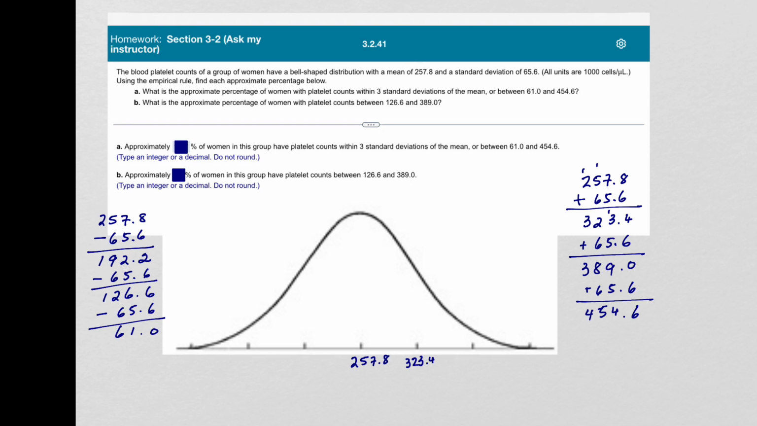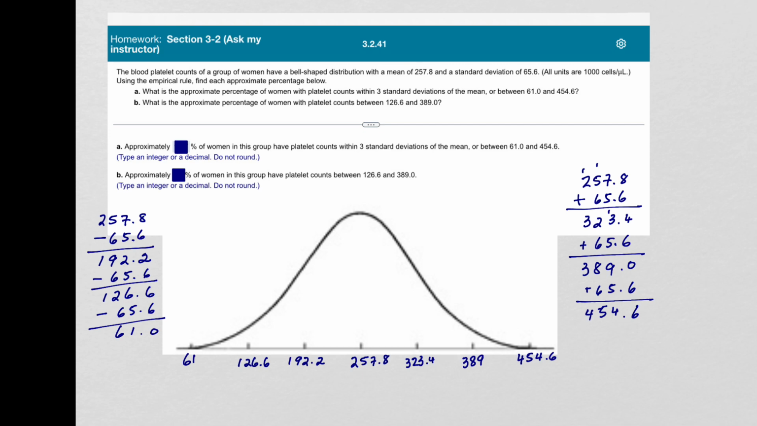If I add another standard deviation, I get to 389. And then one more standard deviation takes me to 454.6. Then I'll go to the left and subtract 65.6. So we get 192.2, 126.6, and 61. So now I can answer the questions.